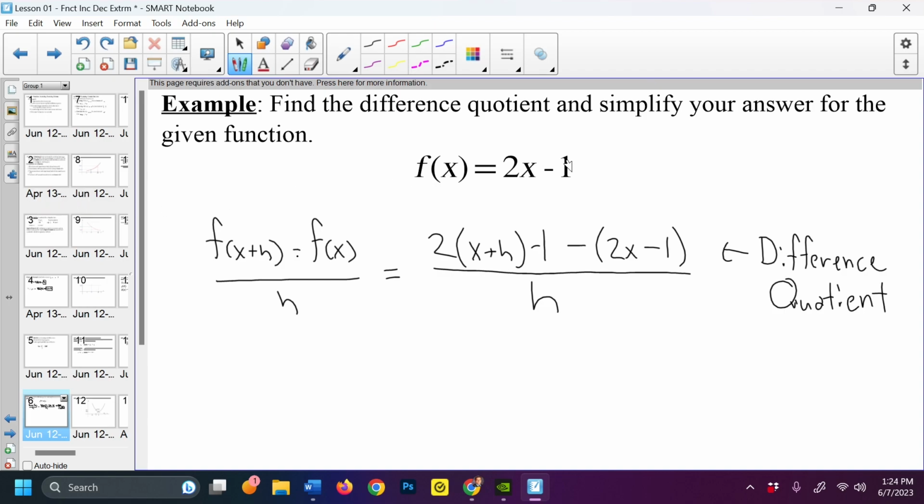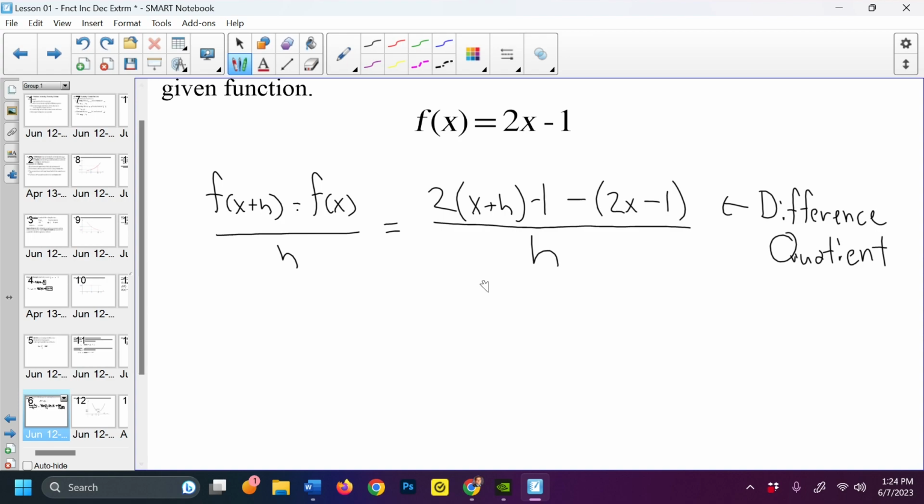And I need to simplify that thing. So the first thing I want to do here is I'm going to distribute, and I got to do that twice. So I'm going to go 2 times x and then 2 times h. That'll give me 2x plus 2h minus 1. And then to get rid of these parentheses, I'm going to distribute that negative.